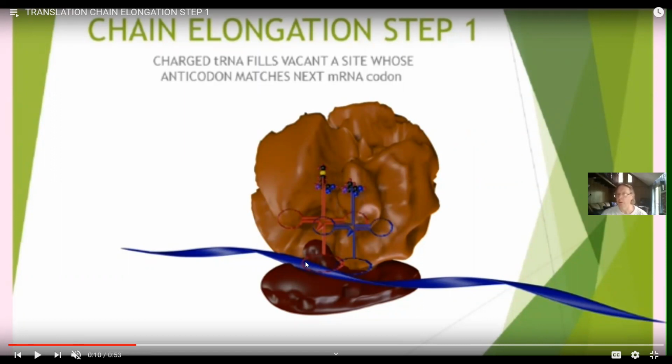So if the start codon was AUG, this first tRNA had the anticodon UAC, which was complementary to it. If this sequence is UUU, then the anticodon of the corresponding tRNA is AAA, and this would bind phenylalanine, for example, but that's not phenylalanine.